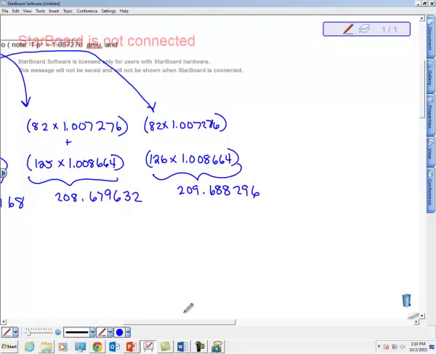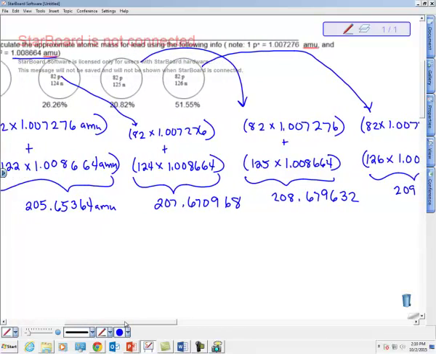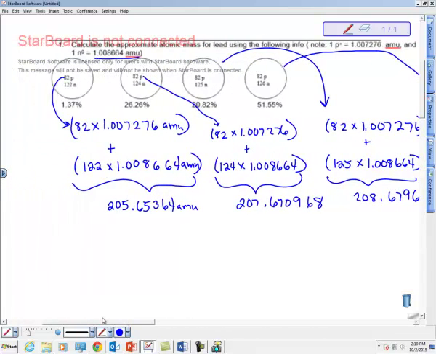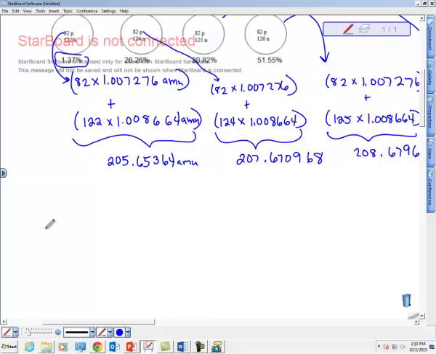Okay, so we got all of our masses. Whew, that was a lot of work. What we're going to do now is solve for the average atomic mass, because all you need for average atomic mass is the mass and percent, and you see that the percents were given to you. So on this first isotope, let's get this rolling.